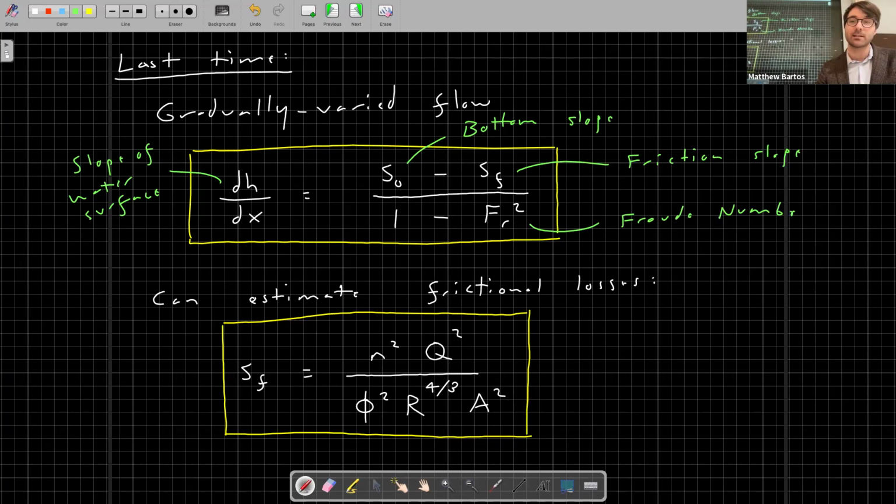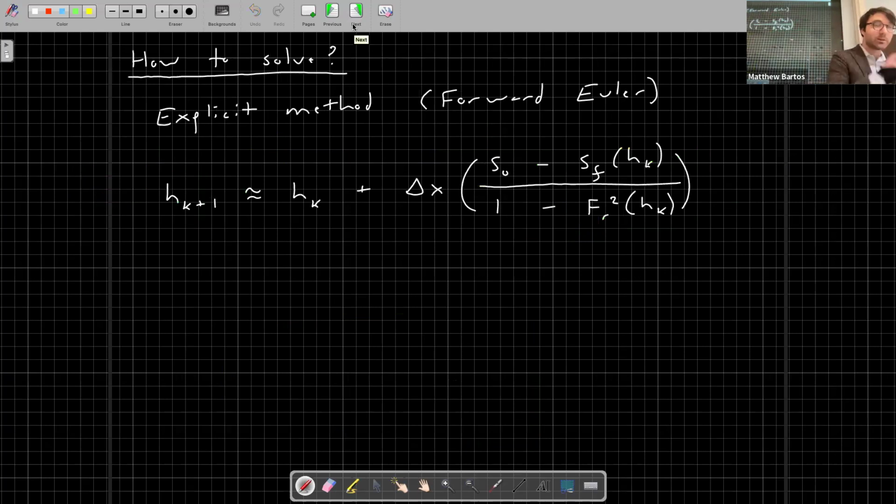So we arrived at a differential equation that we can use to explicitly compute that water surface profile, given some set of boundary conditions. We also showed that we can estimate the frictional losses needed to compute this water surface profile using Manning's equation. Essentially, just by rearranging Manning's equation, we can compute this frictional loss term. So how do we actually go about computing the gradually varied flow profile? Well, we can't solve it analytically except for in very simple cases. Instead, what we proposed is a numerical method of solving this problem based on discretization.